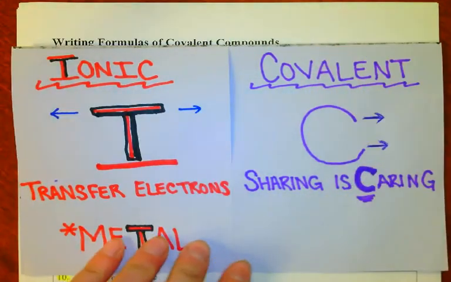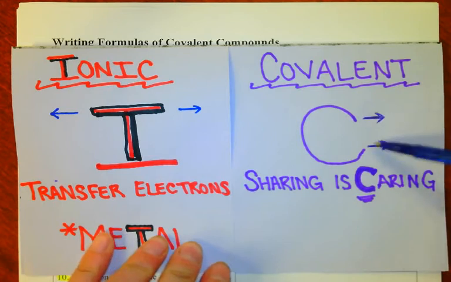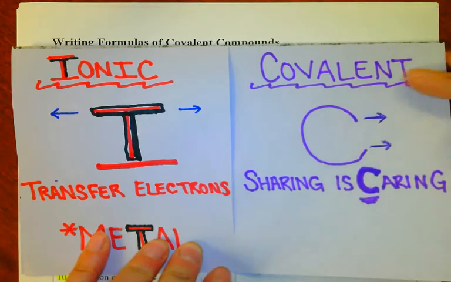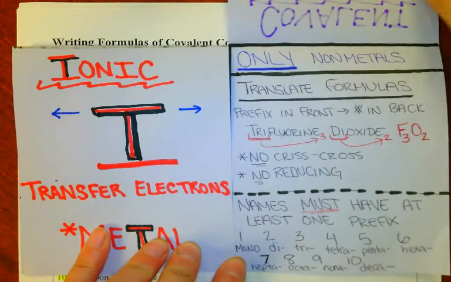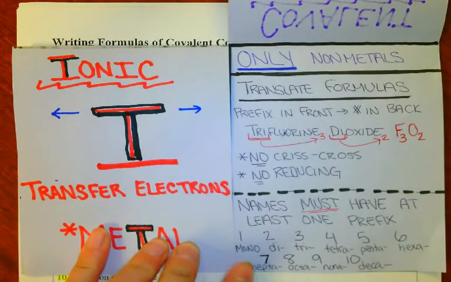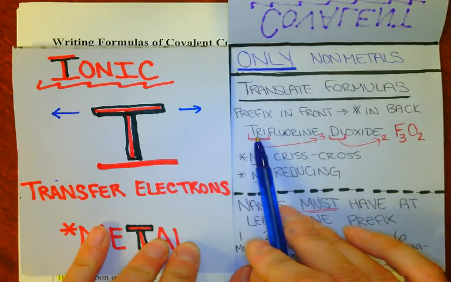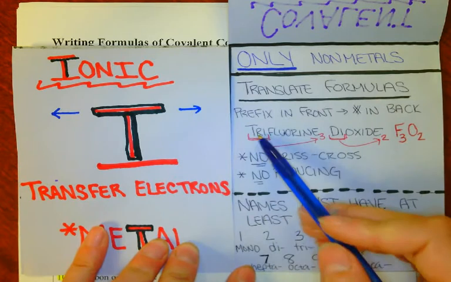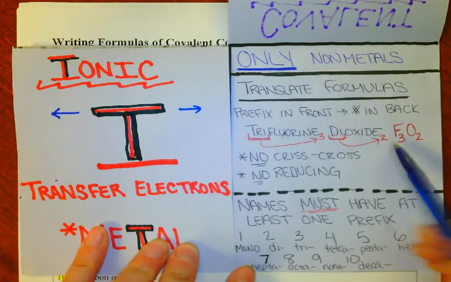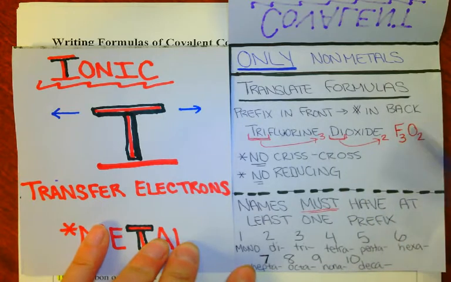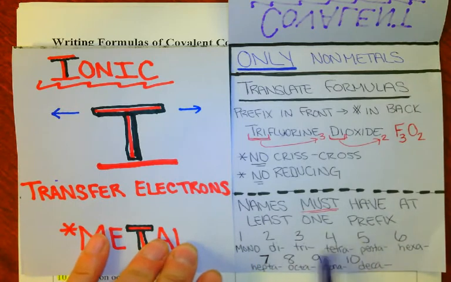Today what we're starting is covalent naming and formula writing. Covalents point this way, so it's only elements on this side of the periodic table, the nonmetals. We say sharing is caring. Okay, so they share electrons in covalent bonding. And what we do is we just translate the formulas. So the prefix in front becomes the number in back. Trifluorine is 3, so that just becomes F3. So instead of di in front of oxygen, it becomes the 2 after oxygen. There's no crisscrossing and there's no reducing. That's super, super easy as soon as you have these done.